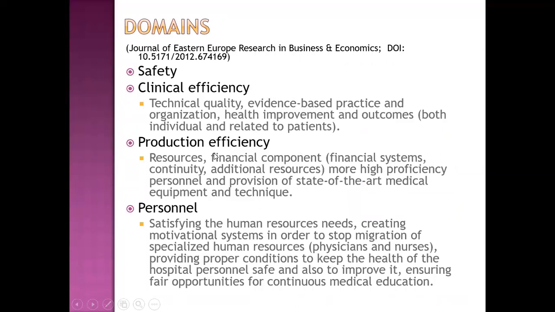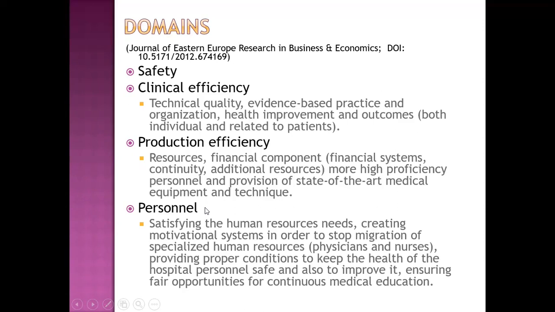So, description of these dimensions: clinical efficiency, technical quality, evidence based practice and organization, health improvement and outcomes, both individual and related to patients. Production efficiency or efficiency indicators include resources, financial components, that is, financial systems, continuity, additional resources, more high proficiency personnel, and provision of state of art medical equipment and technique. This I have taken from this article.